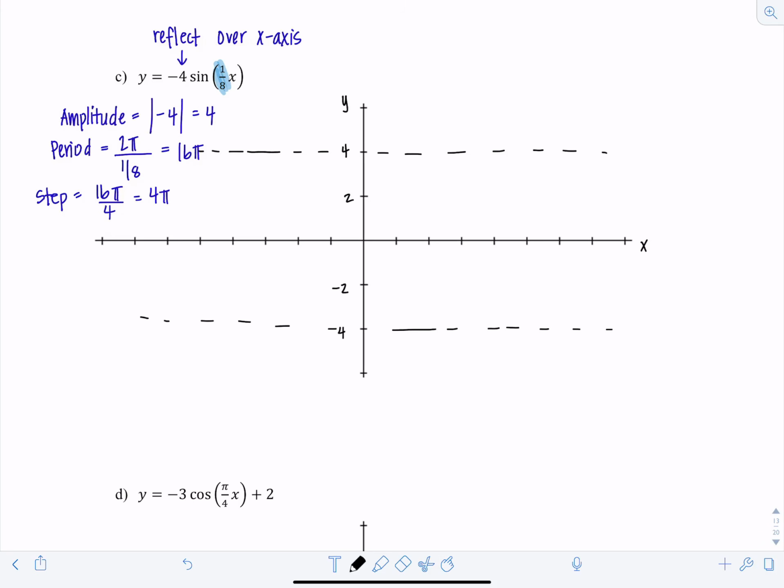Okay, and then now we're going to start counting or labeling our x-axis. So we start at 0. That's one of our 5 key points. Then the step is 4 pi, yes? So the next tick mark I'm going to label as 4 pi. And then just keep adding 4 pi till you have 5 points.